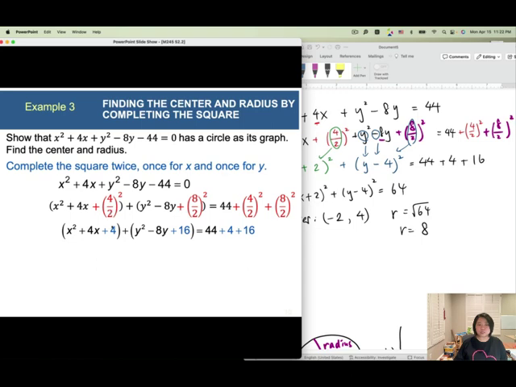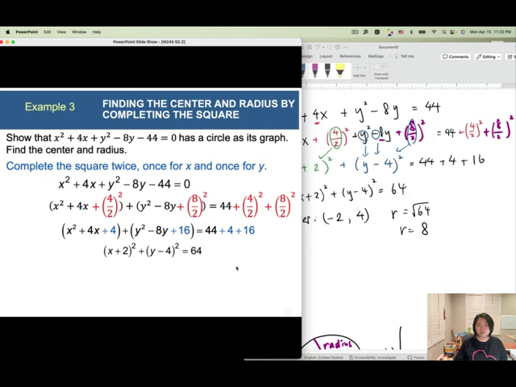Okay, they did one more step here. Okay, 4 divided by 2 is 2. 2 squared is going to be equal to 4. So they just factor out this. So that will be x plus 2 squared. And this is going to be y minus 4 and then squared.